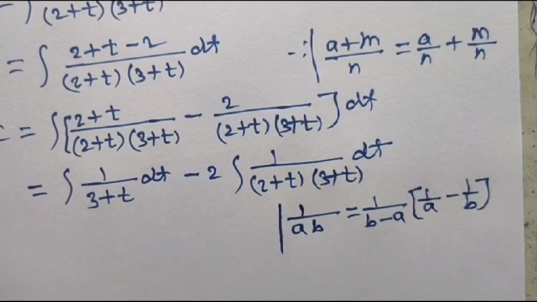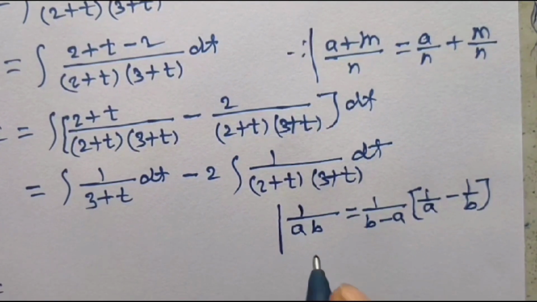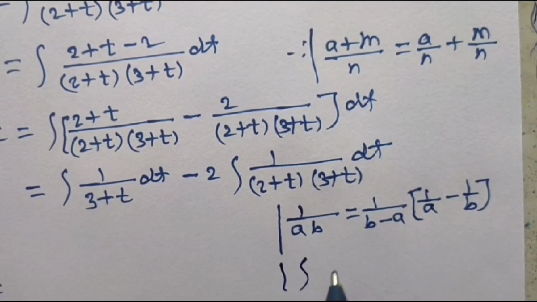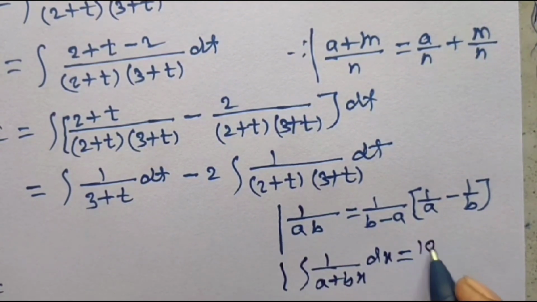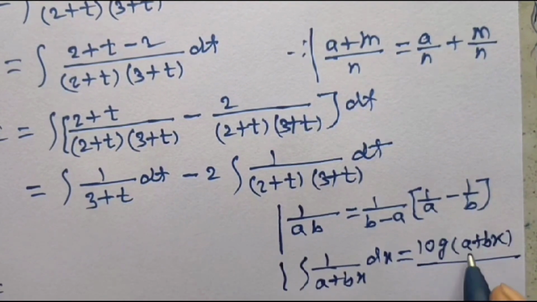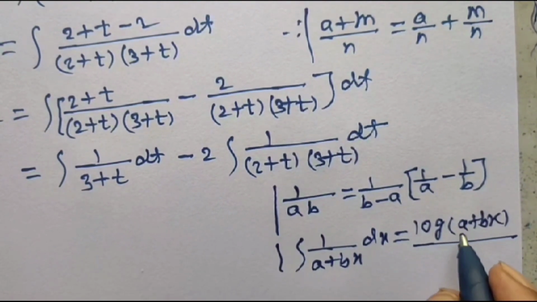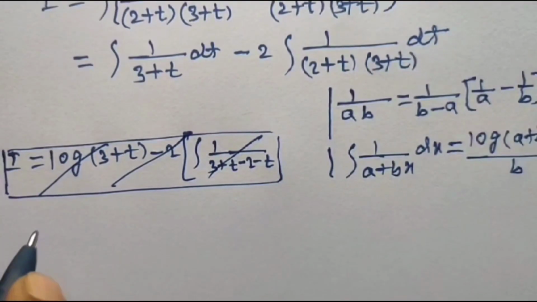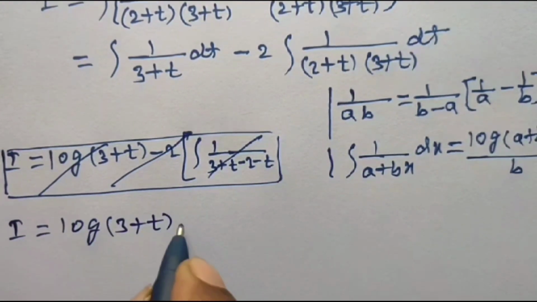Hence, first of all, I is equal to the integral of 1 upon 3 plus t. You know the integral formula: the integral of 1 upon (a plus bx) with respect to x is equal to log of (a plus bx) divided by the derivative of (a plus bx) with respect to x, that is b. Applying this formula, you can find the integral of this. I is equal to logarithm of (3 plus t) minus 2.